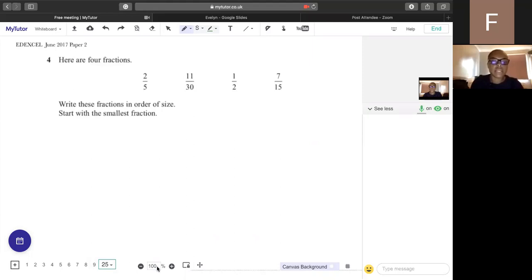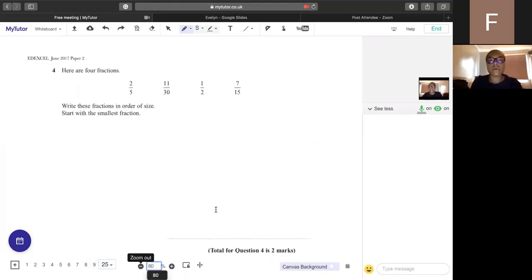So this one is another past paper question. This one's from edexcel 2017. So this one, they want us to write these fractions in order of size, starting with the smallest fraction. So remember what I said, when you're ordering fractions, you want to make sure that you write equivalent fractions all with exactly the same denominator. So we want to find the common denominator.